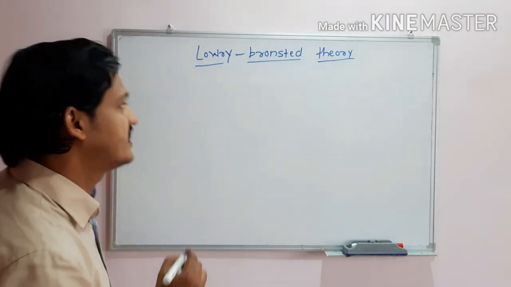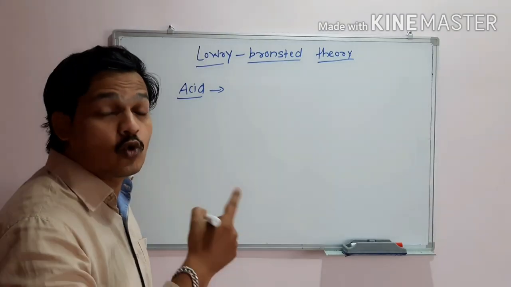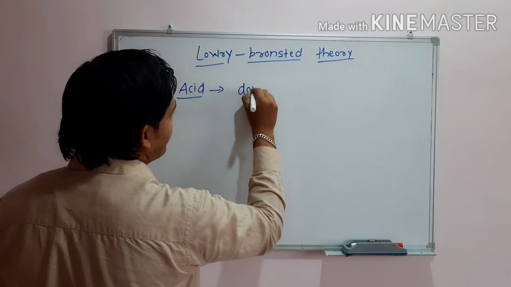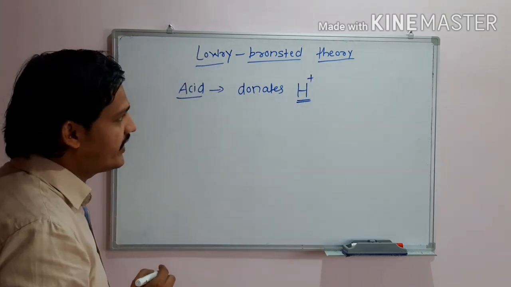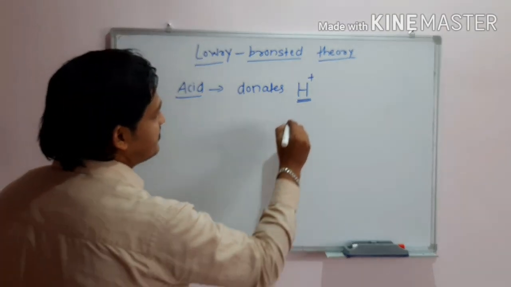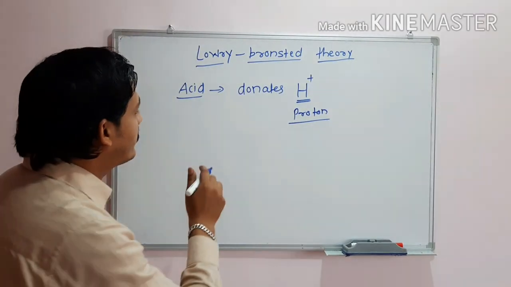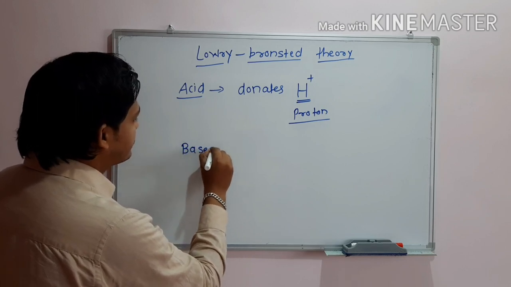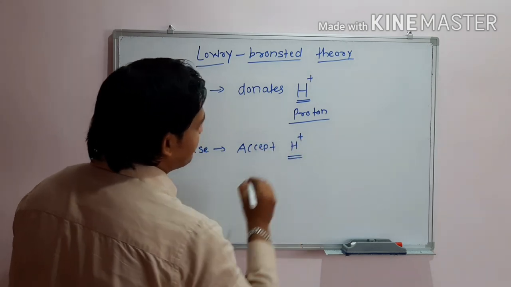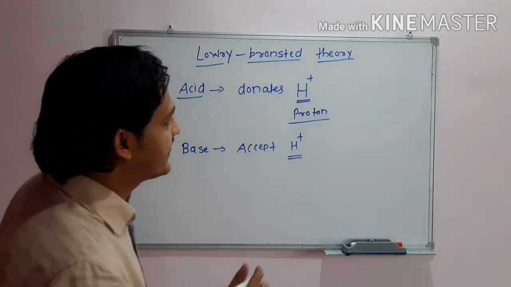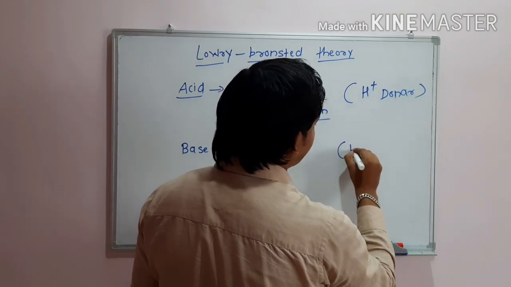So according to Lowry-Bronsted, an acid means the substance which donates a proton. Proton means, as we know, a positively charged hydrogen ion. The substance which donates a proton is called an acid. And according to Lowry-Bronsted, the substance which accepts a proton is called a base. So in short, acid is a proton donor, H plus ion donor, and base is an H plus ion acceptor.